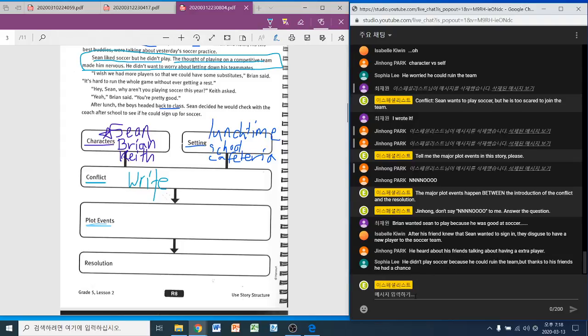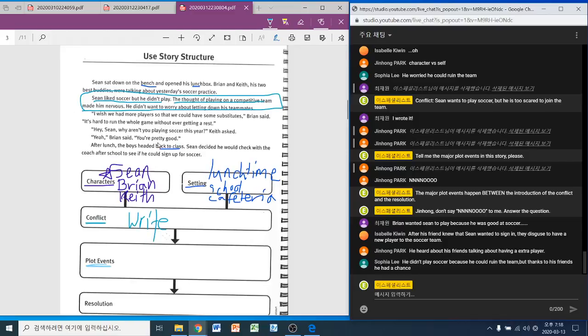Okay, this is kind of like a summary of the conflict and the middle. He heard his friends talking about having an extra player. Not having, but wanting an extra player. They don't have an extra player. They want an extra player. Okay, Brian wanted Sean to play because he was good. It didn't really say that's why he wanted him to play. They said you're pretty good, but they wanted to have some substitutes.